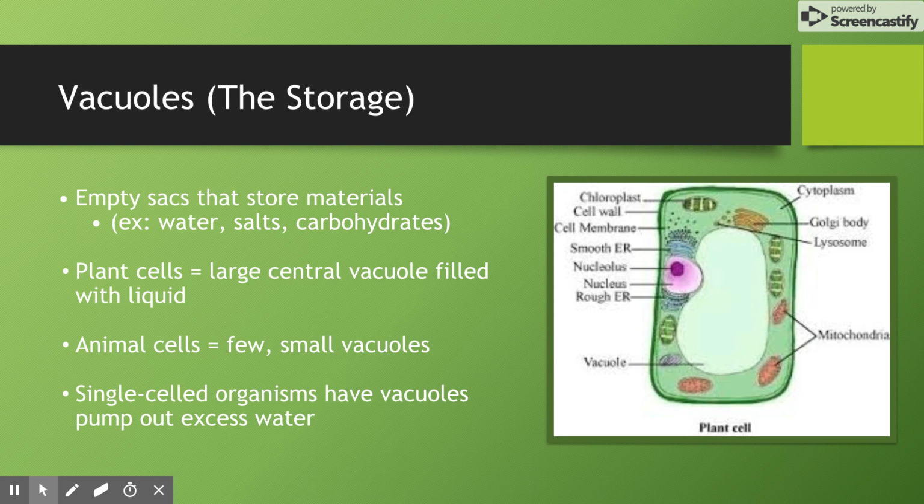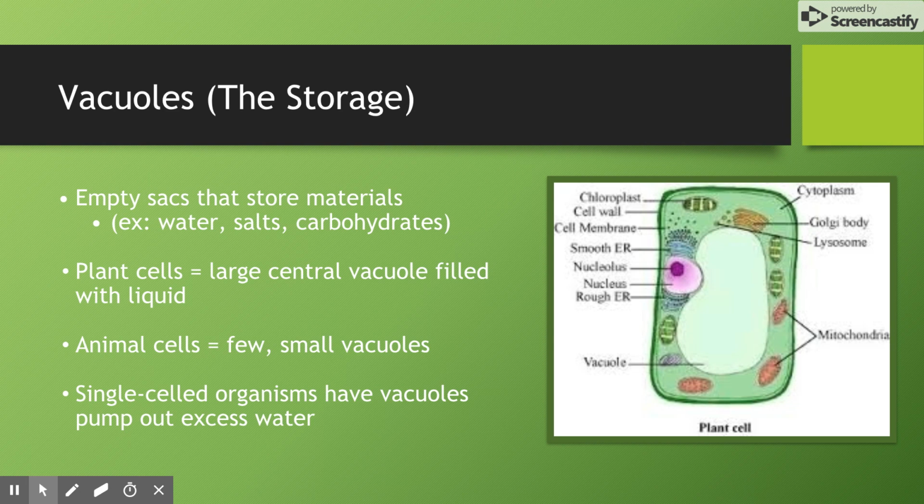In plant cells in particular, we have a large central vacuole that tends to be filled with a lot of liquid. The picture at the right shows that lighter green area in the middle is the plant cell's vacuole. Animal cells are going to be different. They're only going to have a few very small vacuoles.